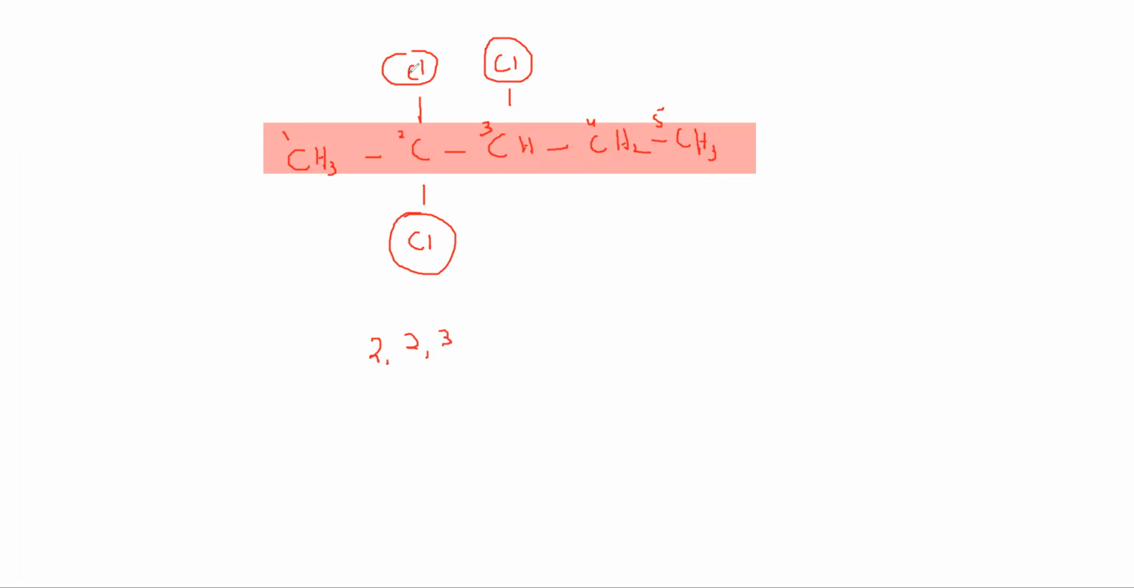And how many chlorines are attached? 3 chlorines. When there are 3 identical atoms, we'll use the term tri. Because it is chlorine, I will use the term chloro. So 2, 2, 3-trichloro. And there are 5 carbon atoms, so I will use the term pent. And they have a single bond, so I will say ane. So it is 2,2,3-trichloropentane. Is it clear?